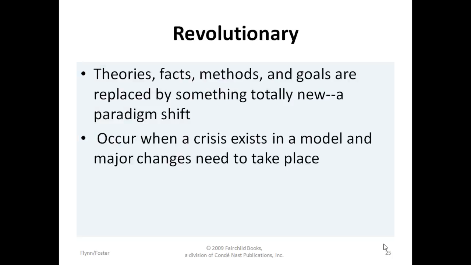Next, you have a revolutionary theory, and this is when theories, facts, or methods and goals are replaced by something totally new, or you have a paradigm shift. So it used to be that everything was done through mass production. So a company would order something and they would order everything the same. And now with technology, we can have mass customization, where a customer can have the garment made specifically for them. They can pick the color, the design, the sizing for it, and have the sizing fit them exactly.